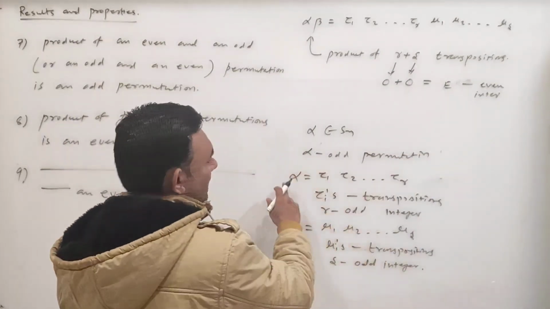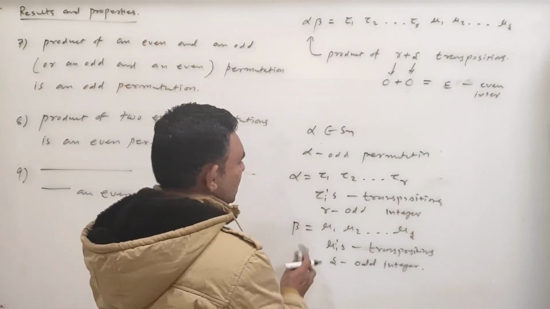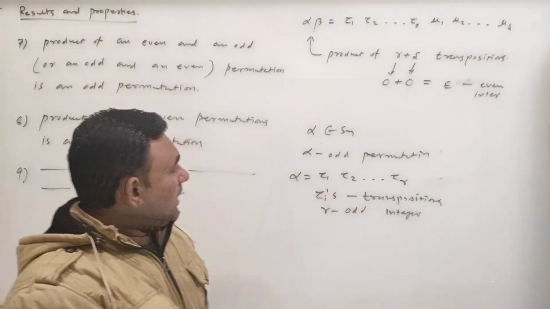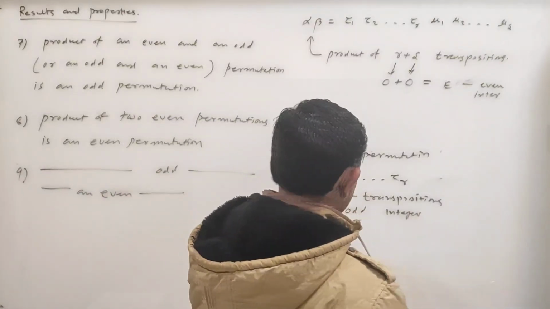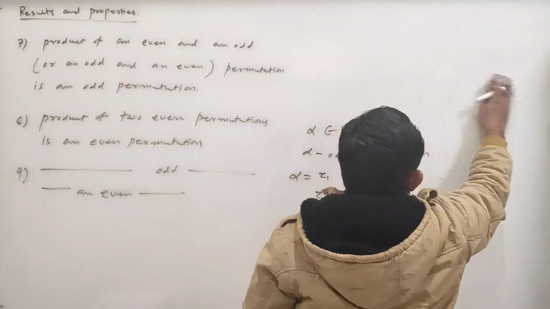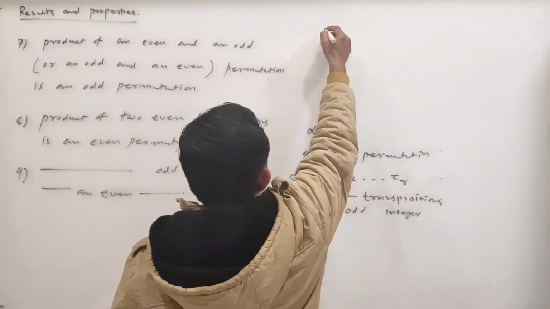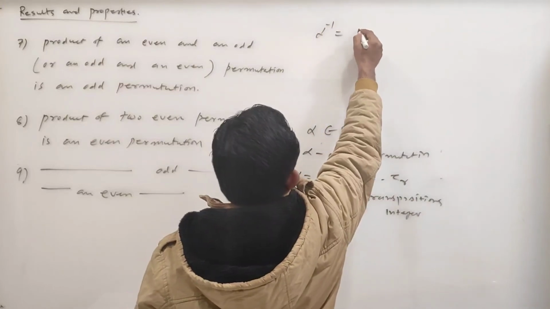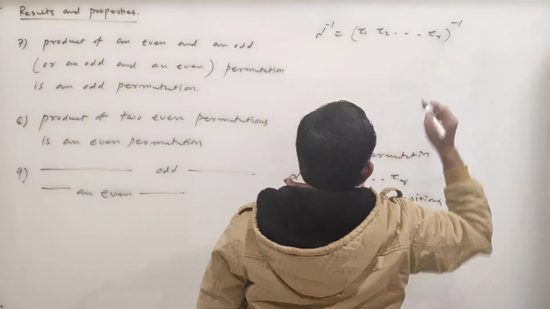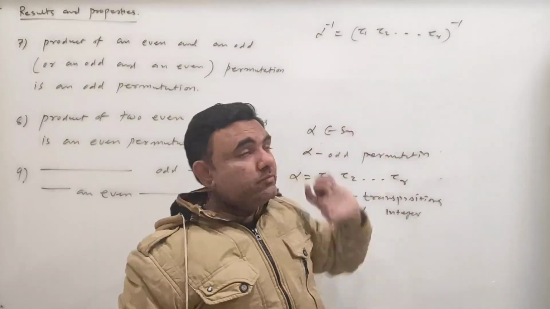So alpha is what? Alpha can be written as a product of tau 1, tau 2 up to tau r. Tau is a transposition and r will be odd. Now I want to find alpha inverse. So what will be alpha inverse? Alpha inverse will be the inverse of tau 1, tau 2 up to tau r, and not that. Here r is an odd integer.